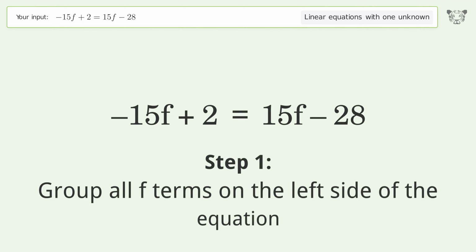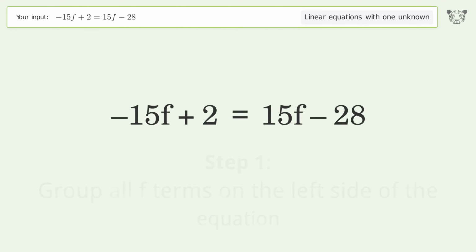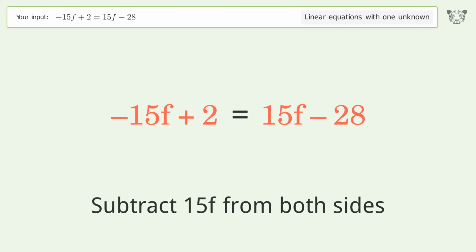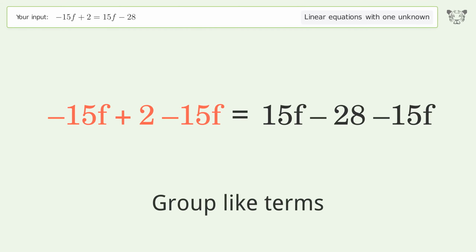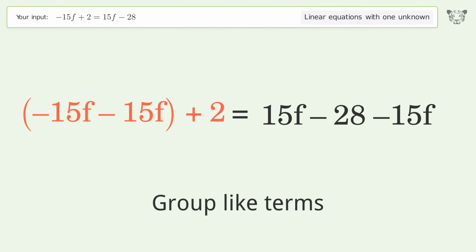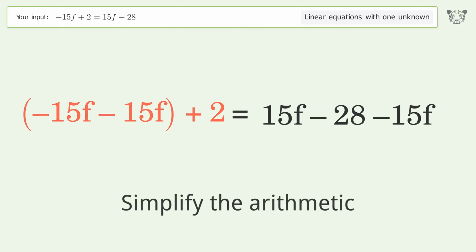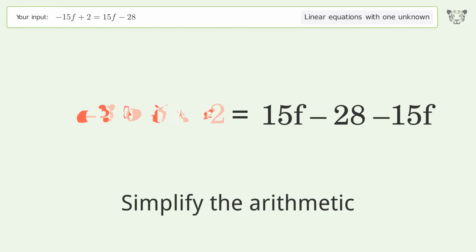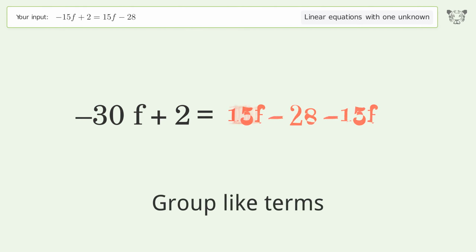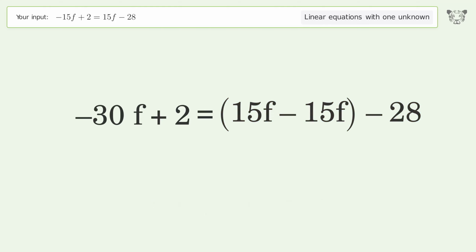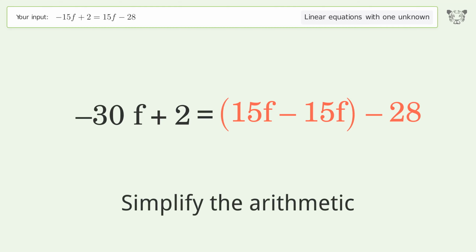Group all f terms on the left side of the equation. Subtract 15f from both sides. Group like terms. Simplify the arithmetic. Group like terms. Simplify the arithmetic.